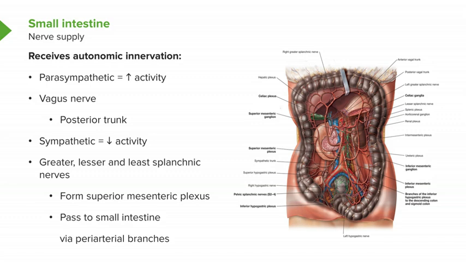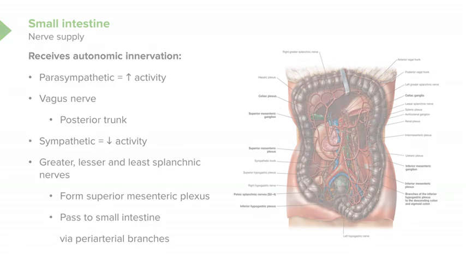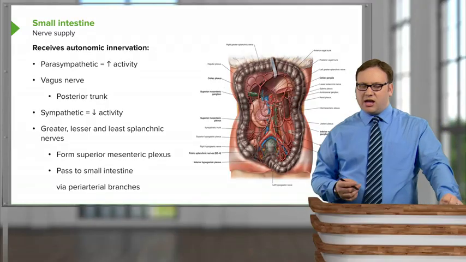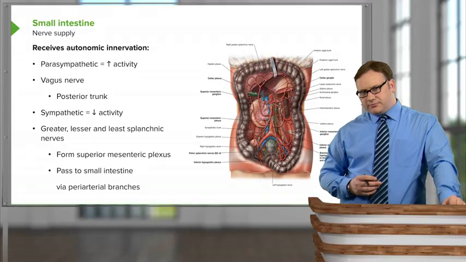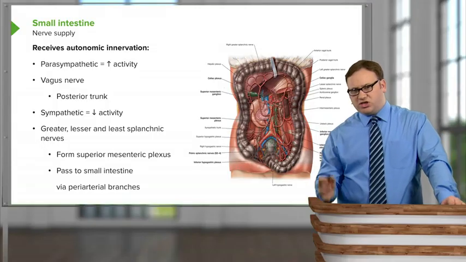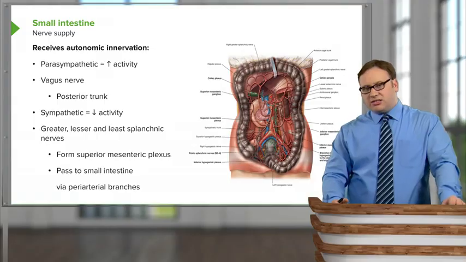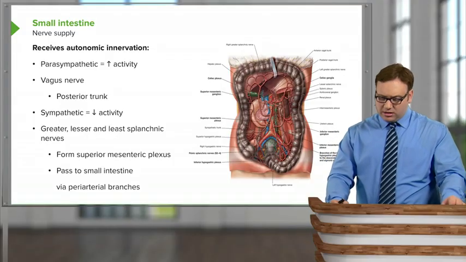And this is carried out again by some splanchnic nerves, greater, lesser, least. We'll look at those in later lectures in more detail. And they form what's known as the superior mesenteric plexus. This is a hub of nerves that surrounds the superior mesenteric artery. And these nerve fibers pass towards the small intestine via the arterial supply, and they're so-called periarterial branches.